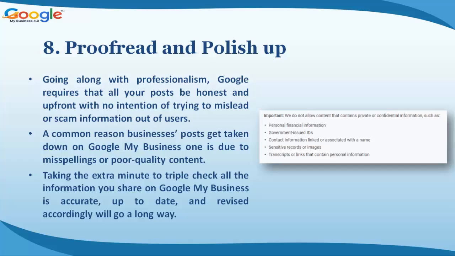8. Proofread and polish up. Going along with professionalism, Google requires that all your posts be honest and upfront with no intention of trying to mislead or scam information out of users. A common reason businesses' posts get taken down on Google My Business is due to misspellings or poor quality content. Taking the extra minute to triple-check all the information you share on Google My Business is accurate, up-to-date, and revised accordingly will go a long way.